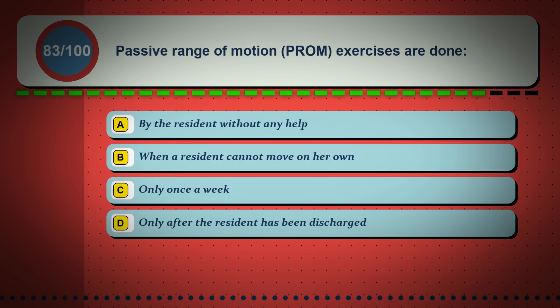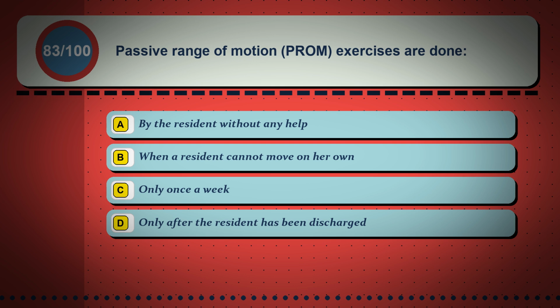Question 83. Passive range of motion, PROM, exercises are done. Option A. By the resident without any help. Option B. When a resident cannot move on her own. Option C. Only once a week. Option D. Only after the resident has been discharged.